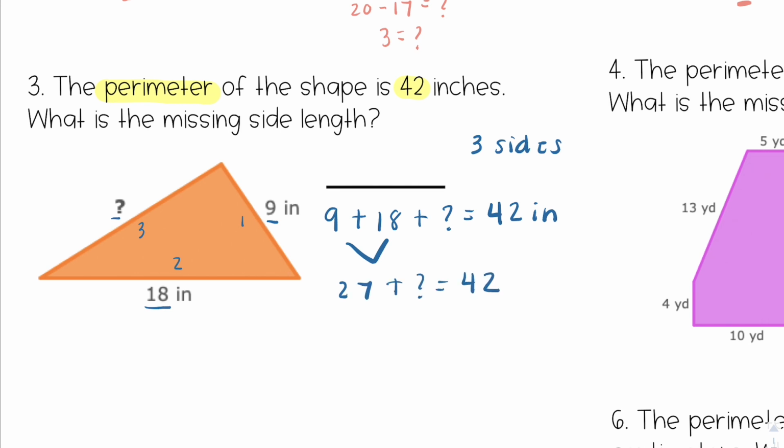And I'm going to use an inverse operation to solve. So the inverse of addition is subtraction. So I have 42 minus 27 equals question mark. And I'm going to use a strategy that I learned when I was in 3rd grade, the adding on strategy. So I'm going to start at 27 and add 3 to get to 30. And then I'm going to add 12 to get to 42, and I know that 3 plus 12 is 15, so I know that my missing side length is equal to 15 inches.